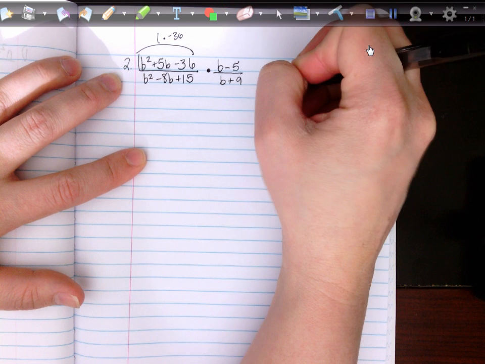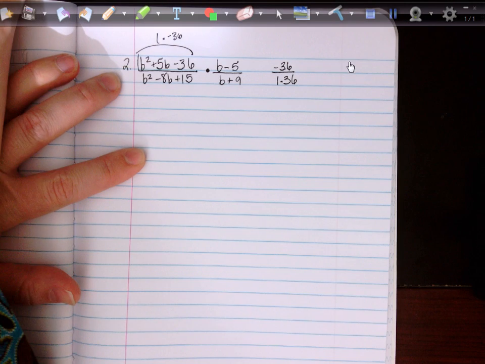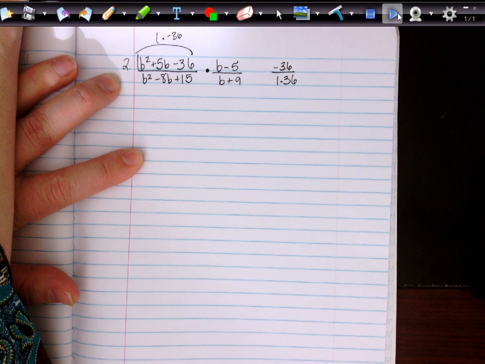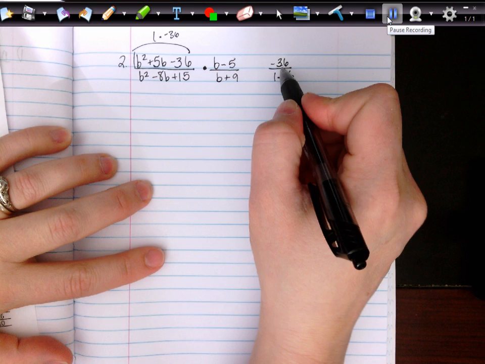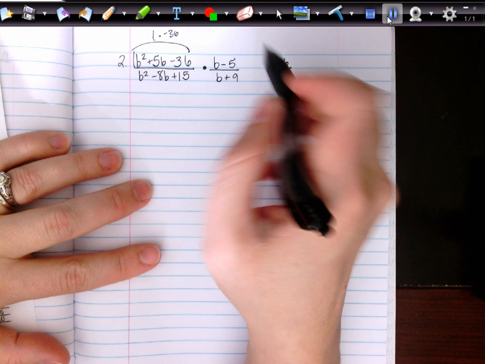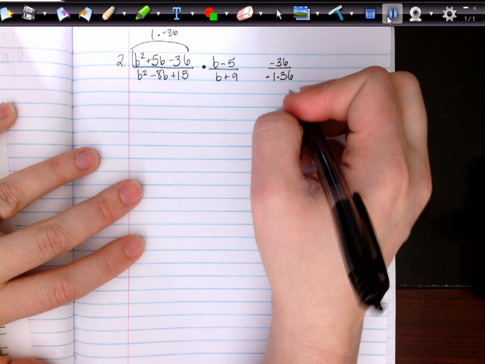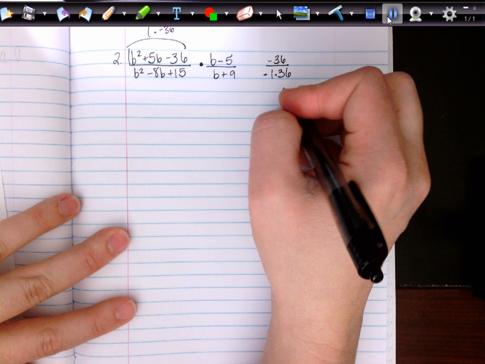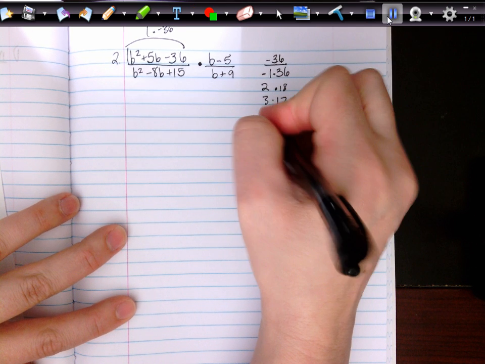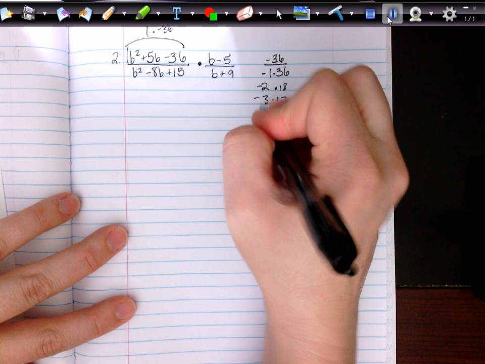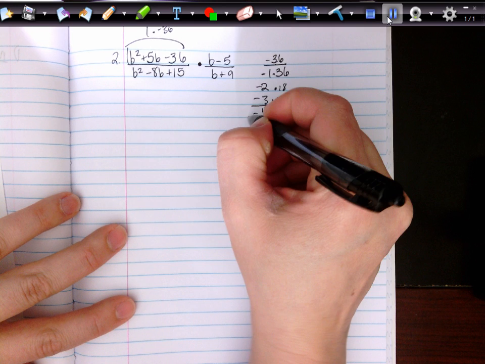So I'm going to look at my factor sheet, and I'm going to list my factors for negative 36. I know that these factors are going to have to give me a negative 36. So one of my numbers is going to be negative, but then in the end they have to add up to a positive 5. So it's going to be my lower factor that's going to be negative in each of these cases. So 36, 2 times 18, 3 times 12, 4 times 9, 6 times 6. Which ones of these are going to add up to give me a positive 5? It's going to be negative 4 and positive 9.